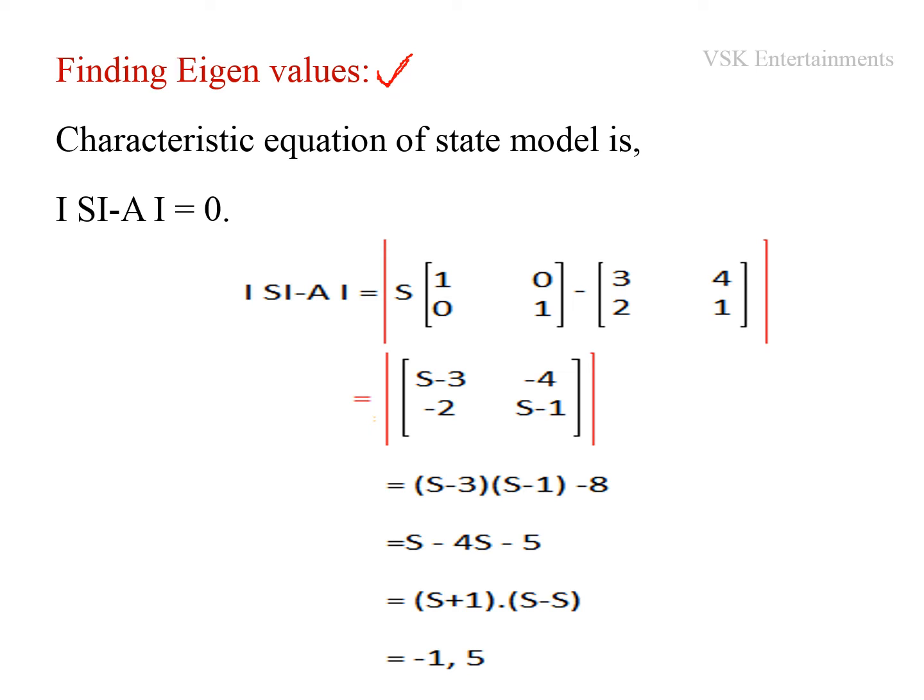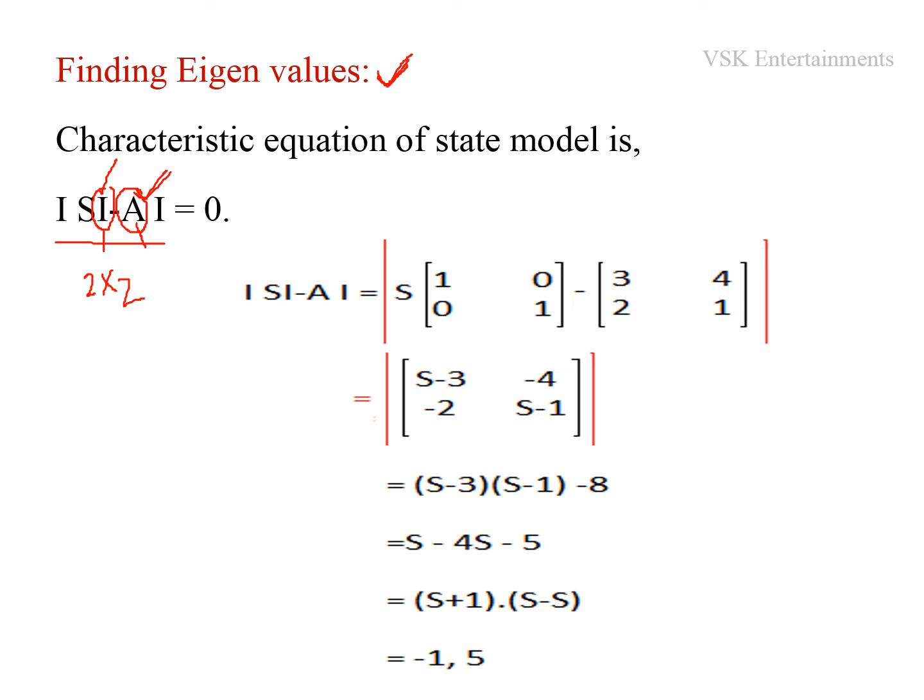For finding eigenvalues, we require the characteristic equation of a state model, that is given as determinant of sI minus A is equal to 0. Here I is the identity matrix and A is the system matrix. The order of the identity matrix depends upon the order of system matrix A. In the given problem, the system matrix is of order 2 by 2, so we have to consider an identity matrix of order 2 by 2.